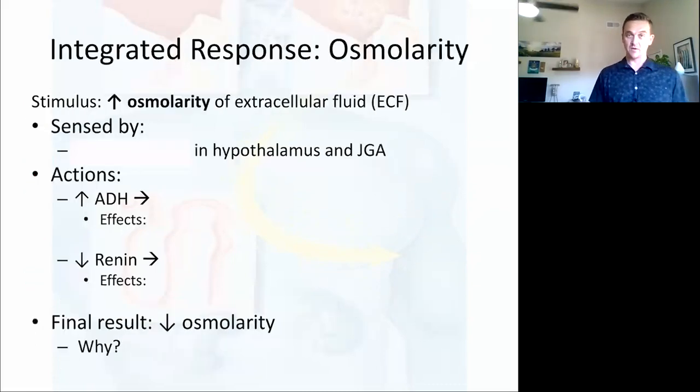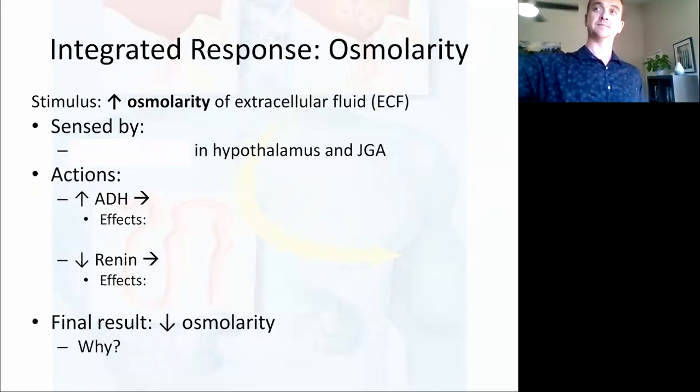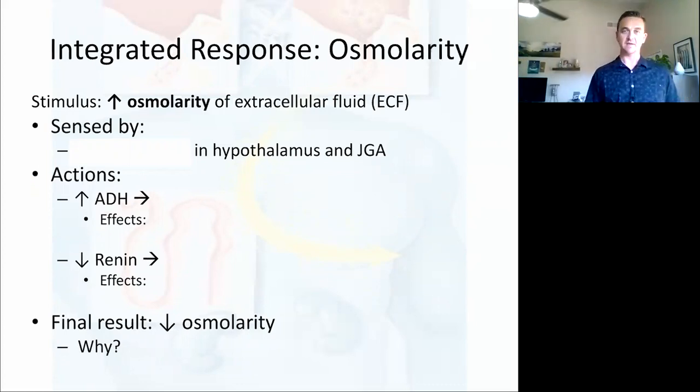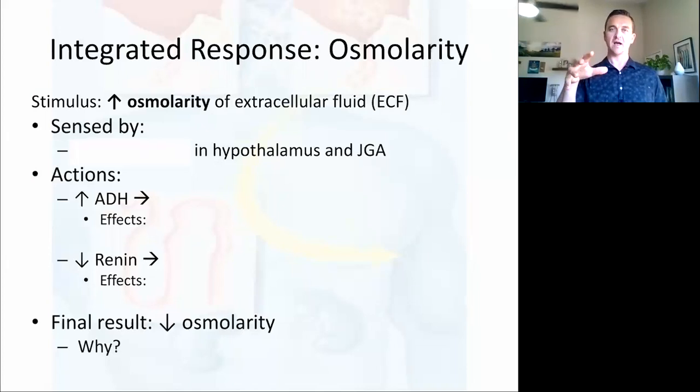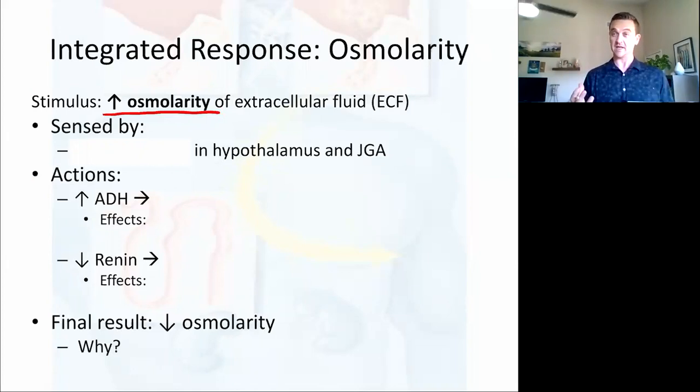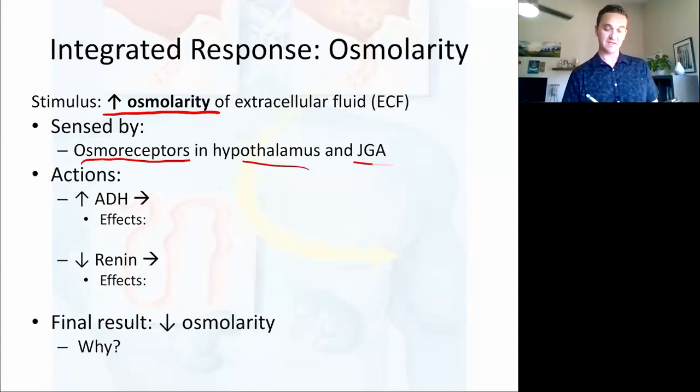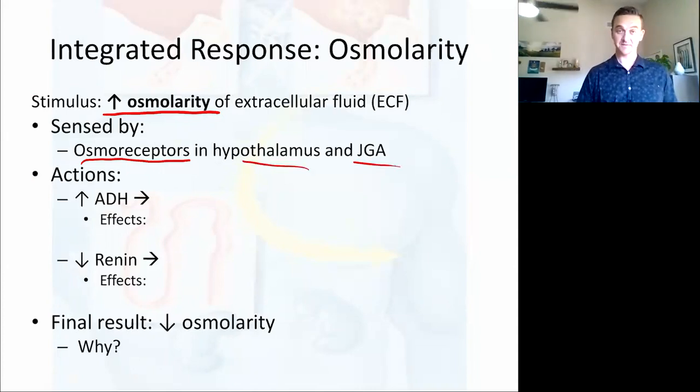All right, so we'll kind of wrap this up here with the last little bit, which is what we call the integrated response. And the integrated response is what looks at, we have a certain stimulus, certain change in our system, how do all those hormones and sympathetic nervous system interact with trying to get things back to normal, okay? So the first one we'll start with is the stimulus of an increased osmolarity of extracellular fluid, okay? So this would be like getting dehydrated. We've lost water or we've added too much salt, okay? This is going to be sensed by those osmoreceptors in the hypothalamus and in the juxtaglomerular apparatus.